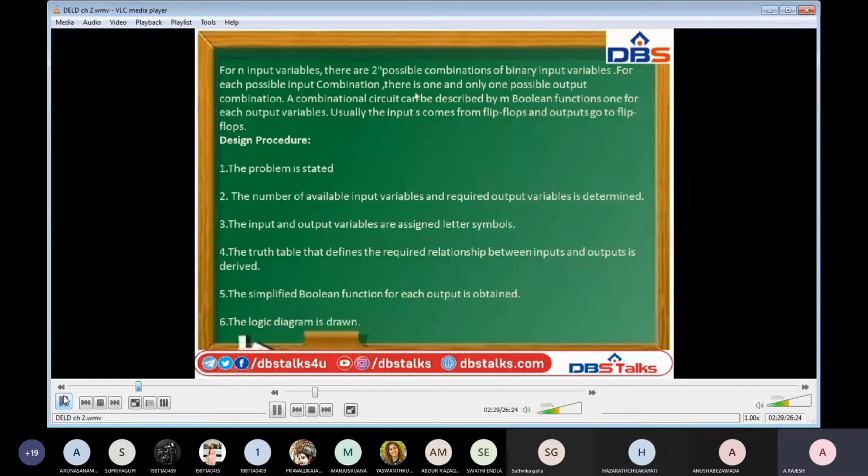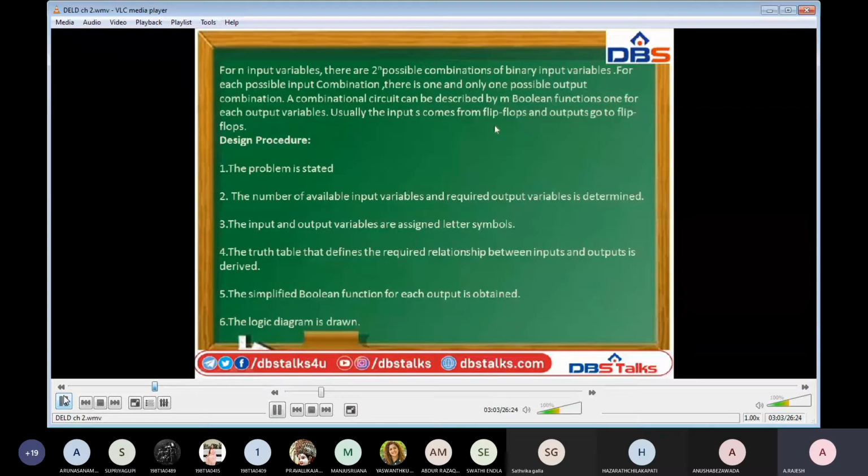Three inputs give eight combinations. If you have four inputs, we have 16 combinations, like that. If you have n inputs, there will be 2 power n possible combinations of binary input values, and for each and every possible combination there is one and only one possible outcome. For one combination there will be only one possible outcome; no other outcomes will be there. A combinational circuit can be described by m Boolean functions, one for each output variable.